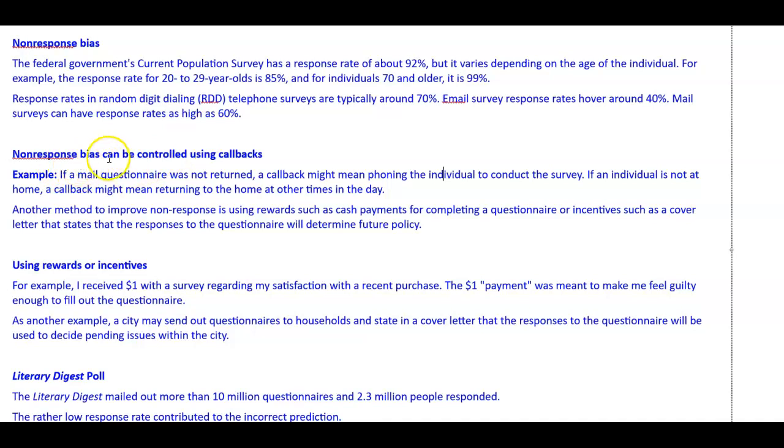Now, non-response bias can be controlled using callbacks. So, for example, if a mail questionnaire was not returned, a callback might mean phoning the individual to conduct the survey. If an individual is not at home, a callback might mean returning to the home at other times in the day. Another method to improve non-response is using rewards such as cash payments for completing a questionnaire or incentives such as a cover letter that states that the responses to the questionnaire will determine future policy.